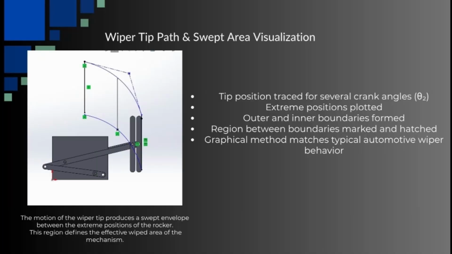We trace the tip position of the wiper for various crank angles. Extreme positions were plotted to show the outer and inner boundaries, and the region between is marked and hatched. This graphical method closely resembles typical automotive wiper behavior. The swept envelope between extreme rocker positions defines the effective wiped area.